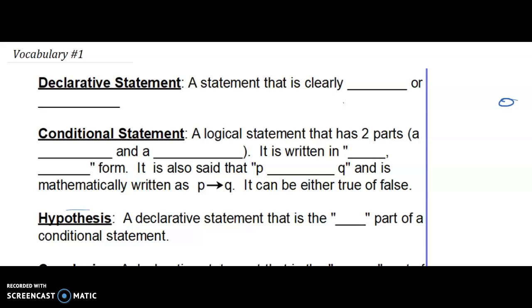All right, guys, this is Chapter 2, Section 1A. We're going to be splitting Section 1 into 2 days. So let's start with some vocab.